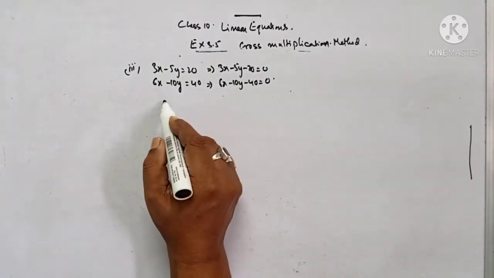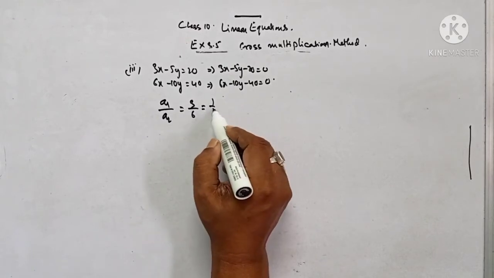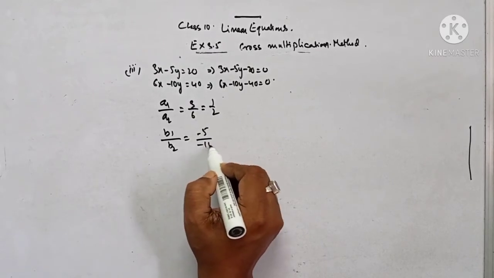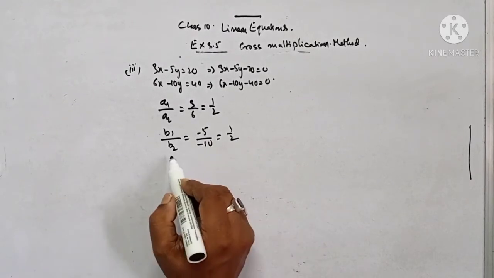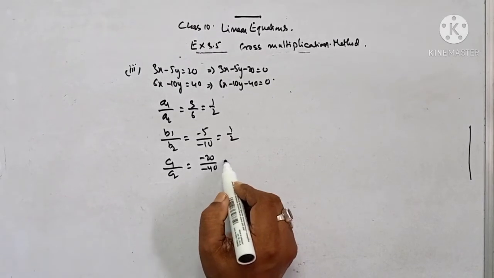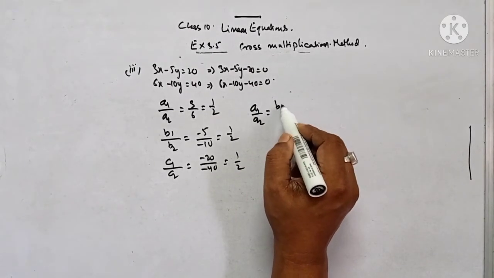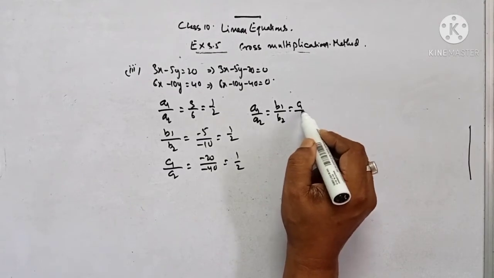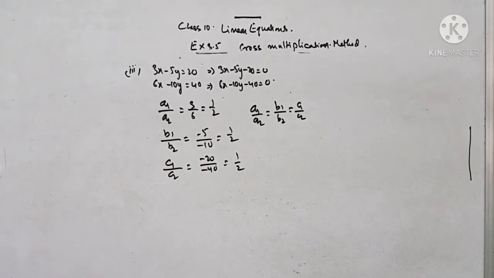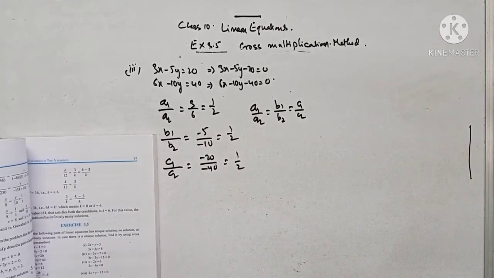There is a problem, that is a1 by a2 is equal to 3 by 6, that is equal to 1 by 2, and your b1 by b2 is equal to minus 5 by minus 10, that is equal to 1 by 2, and your c1 by c2 is equal to minus 20 by minus 40, this is also 1 by 2. So your a1 by a2 is equal to b1 by b2 equal to c1 by c2. So it is infinitely many solutions.